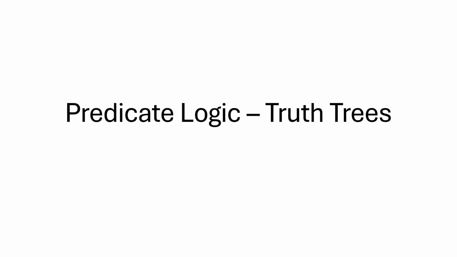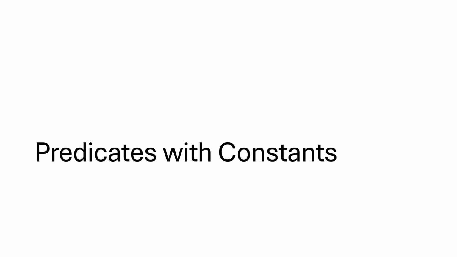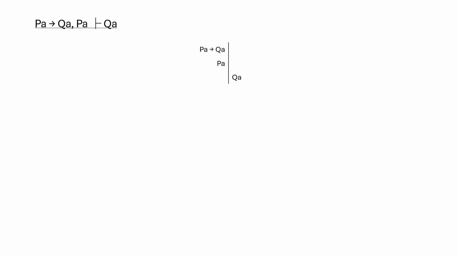In this lecture, we'll look at some truth trees in predicate logic. We'll begin with predicates that have constants fixed to them, and then we'll introduce the quantifiers afterwards. Before we look at this first example, I just want to refresh your memory about how truth trees work.